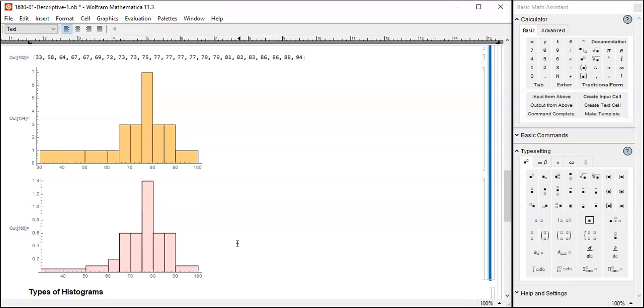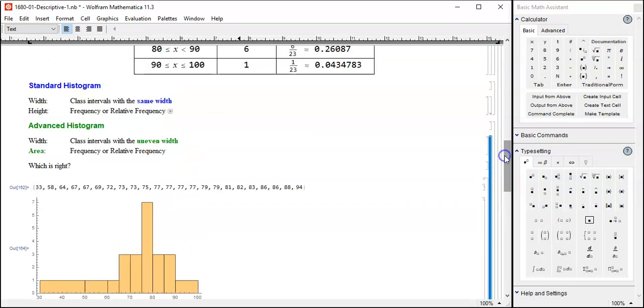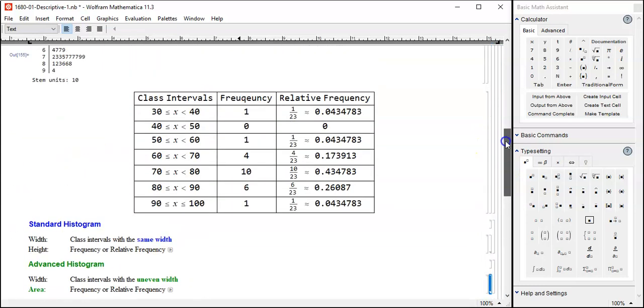Okay, I just opened up the can of worms. And that's why it is going over to the 3000 level math course. It is related to calculus. As for 1000 level, please stick to interval widths of the same size. 30 to 40, 10, 40 to 50, 10, 50 to 60, 10. You get the picture, right? Same width. That's what we're going to do for the 1000 level math course.